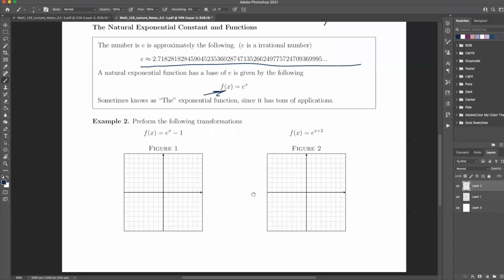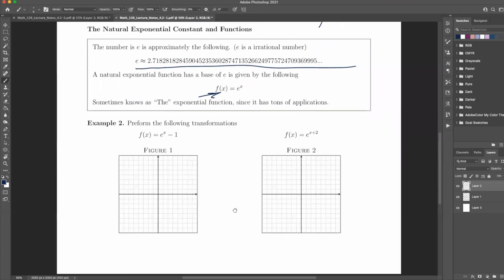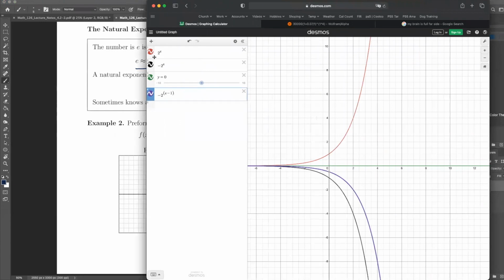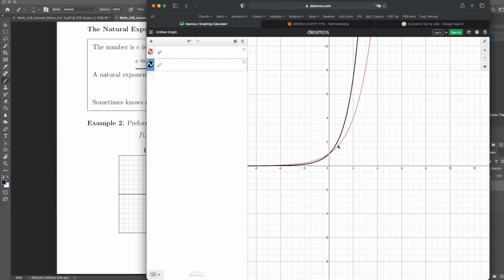And here, I guess I never graphed it. Let me just show you. You can do a bunch of these where you move it around. So e to the x, well, e looks a lot like 2. Let's put a little 2 and put an e here. So here's 2 to the x, here's e to the x. It's really close to that. It just hits a little bit different marks.